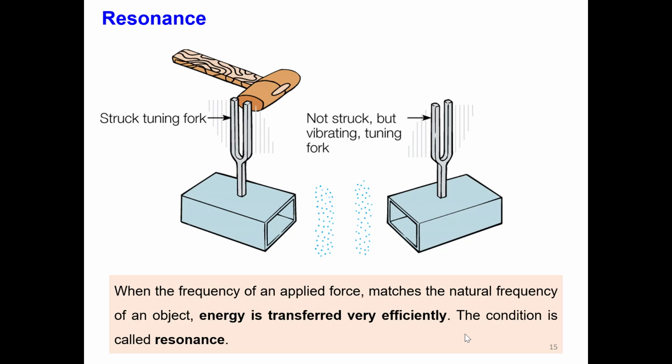Another example of resonance occurs when the natural frequency of two tuning forks matches. And what happens if you strike one tuning fork, but you don't strike the second one? Because the natural frequency of these two matches, the energy is going to transfer efficiently. Then the second one starts vibrating. Let's see the demonstration in the next video.